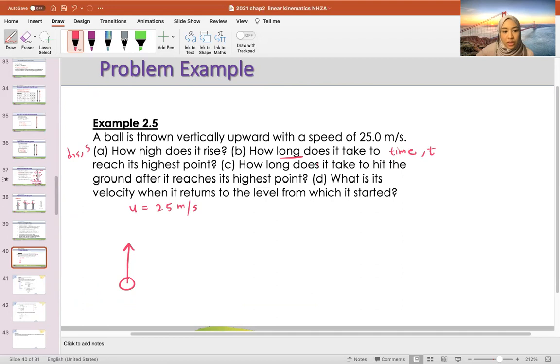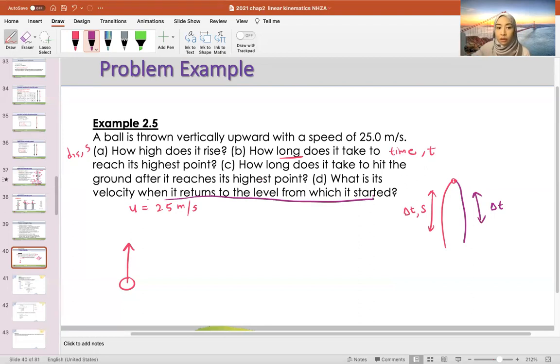How long does it take to hit the ground after it reaches its highest point? So lepas dia naik tu, kita tanya apakah masa untuk naik ke atas ni? So delta T. And then dia tanya apakah ketinggian? S. Dan dia tanya how long does it take to hit the ground after it reaches the top? So dia tanya apa time untuk turun? Okay, apa time untuk turun? And what is its velocity when it returns to the level from which it started? Ayat ni penting: it returns to the level from which it started.